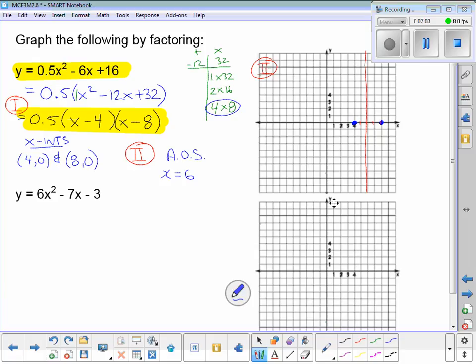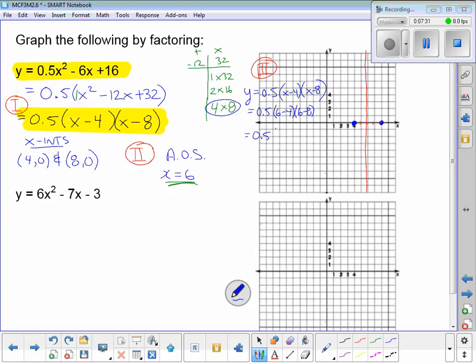So I'm going to pick the factored form for step 3. So y equals 0.5, so I have x minus 4, x minus 8. I'm going to draw it small in here so it doesn't go too much on my graph. 0.5, my x value, again, comes from your axis of symmetry. 6 take away 4, 6 take away 8.